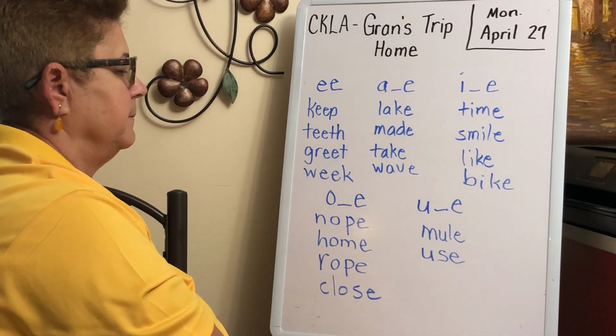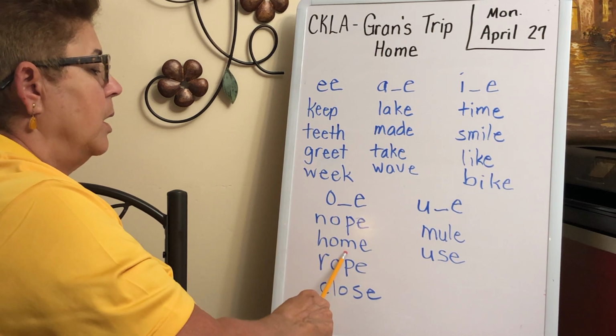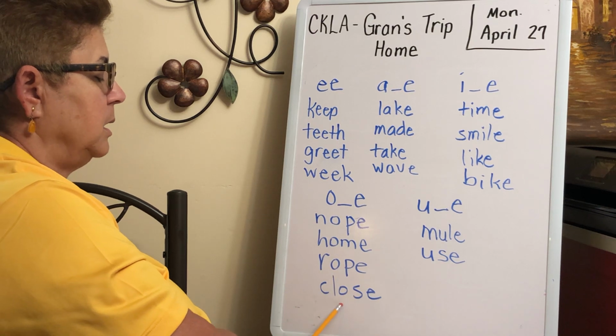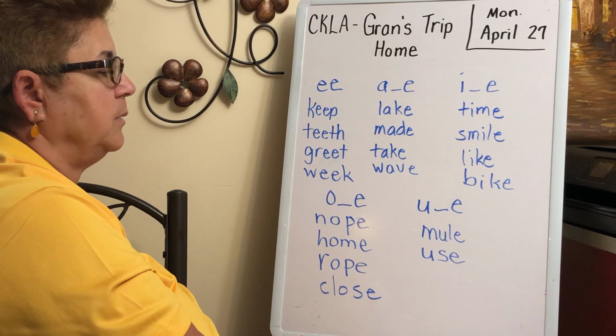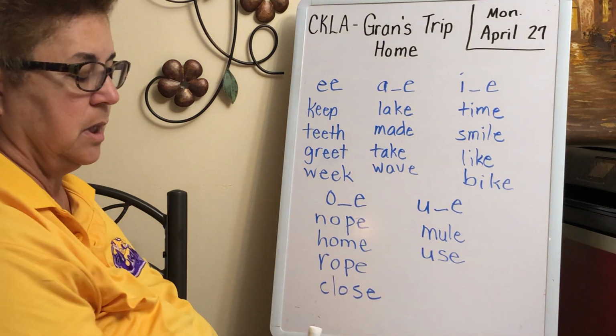bike. For O blank E, nope, home, rope, clothes. And for U blank E, we only had two, mu and use.